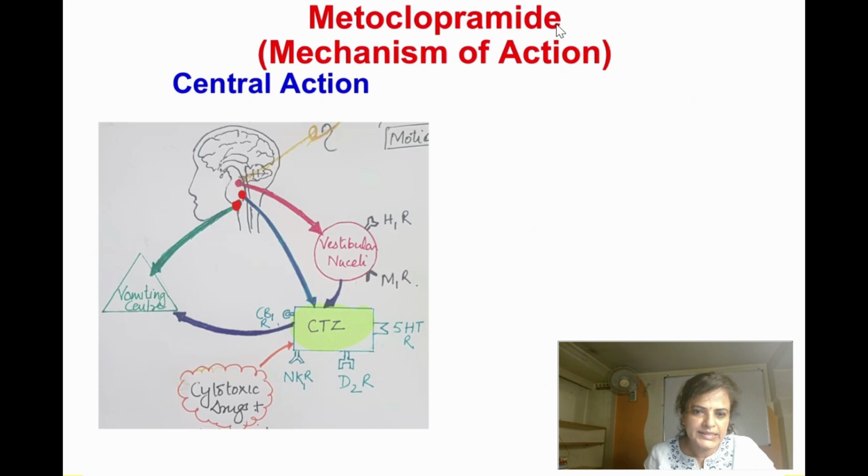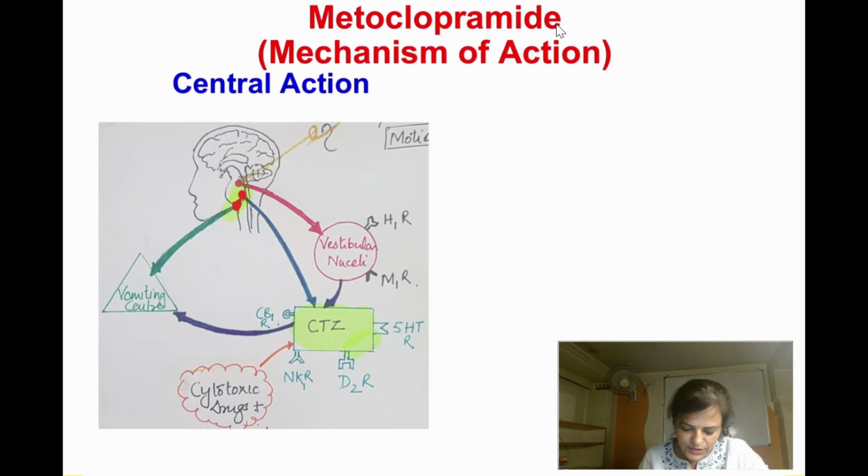And next to the vomiting center. Now this chemoreceptor trigger zone is not protected by the blood-brain barrier. So it gets stimulated by various toxins, chemotherapeutic agents, drugs like morphine, like digoxin, and poisons. Once this chemoreceptor trigger zone gets stimulated, it is also going to cause the stimulation of the vomiting center.